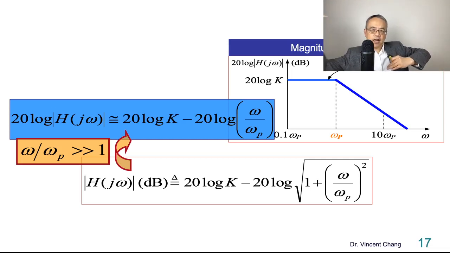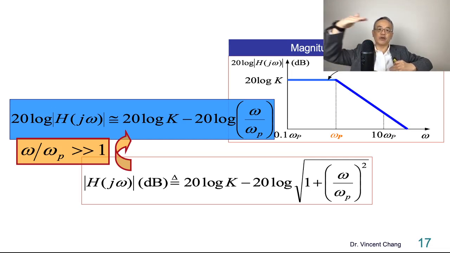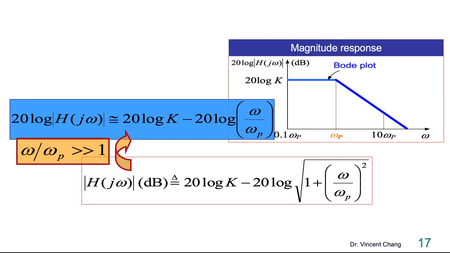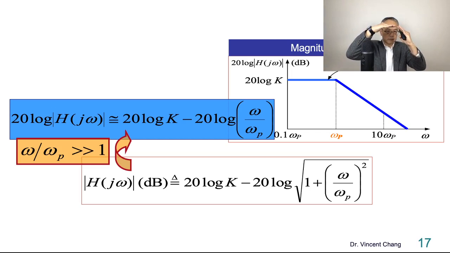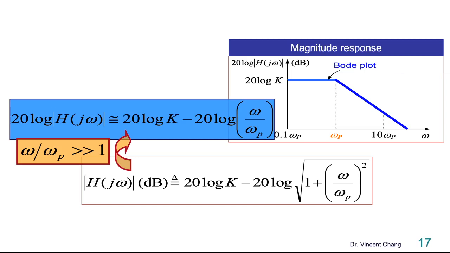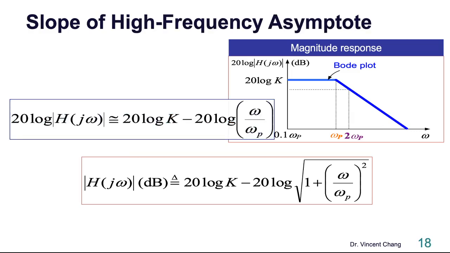On the left-hand side, the low frequency part is the low frequency asymptote. And this is the high frequency asymptote. So let's put these two asymptotes in a junction, meeting together at omega p. And this constitutes a diagram called the Bode plot. This is what we call the Bode plot. It's the simplified diagram for a magnitude frequency response.